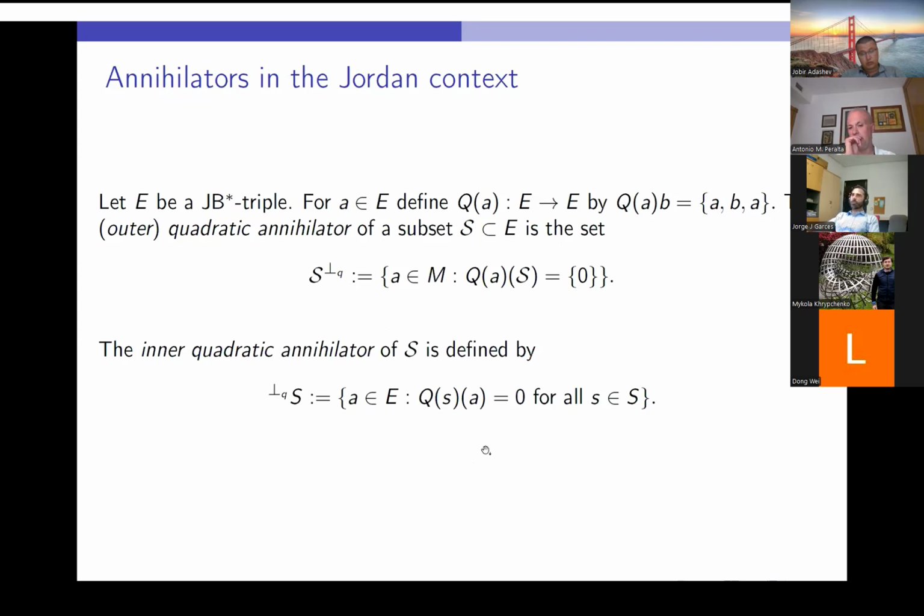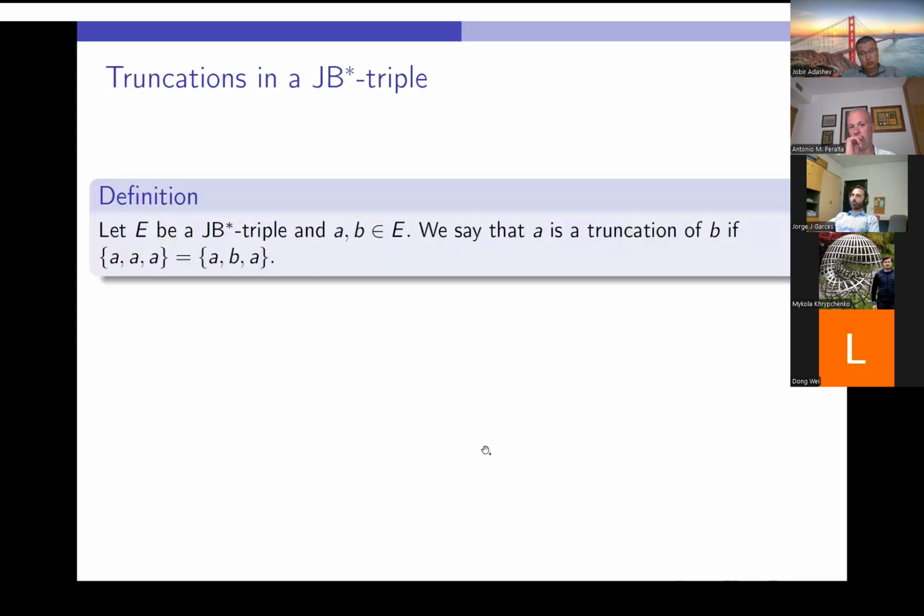Okay? So now we are going to introduce truncations for general JB*-triples. So we take a JB*-triple and two elements in A, and we say that a is a truncation of b if this equality holds, which is exactly the equality that characterizes truncations in the C*-setting.